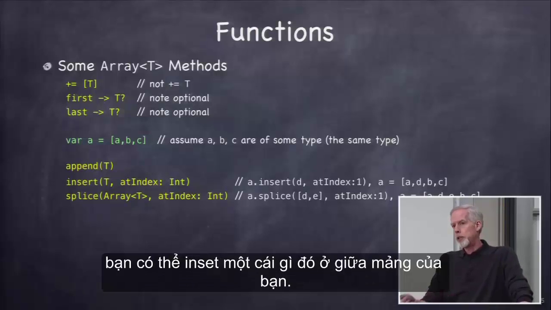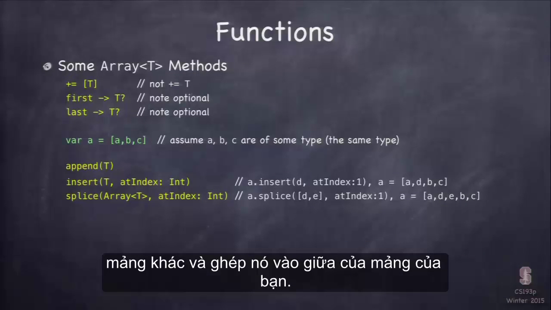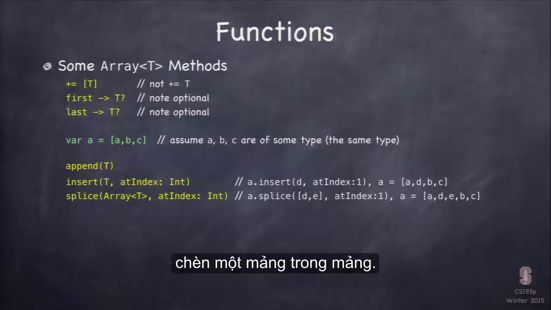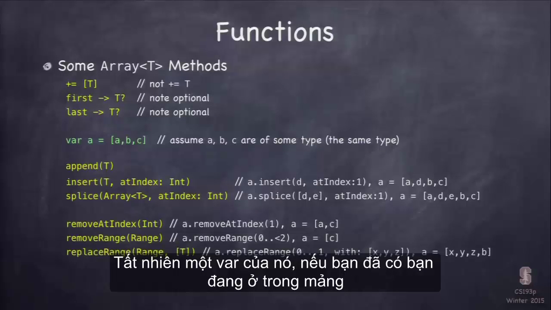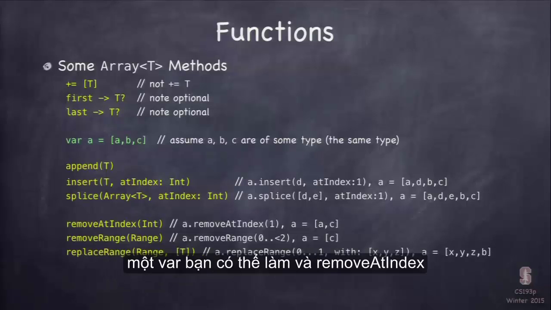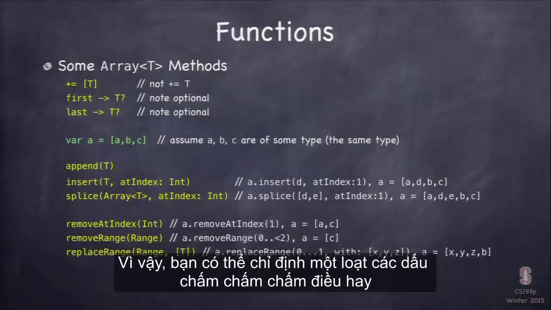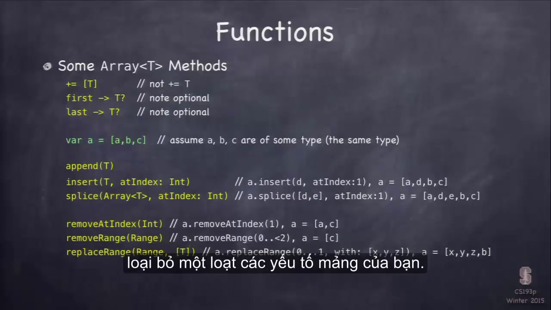There's also insert, so you can insert something in the middle of your array. You just specify what index. There's also splice. Okay, splice will take another array and splice it into the middle of your array. Okay, so that can sometimes be valuable. It's otherwise just like insert. It's just like inserting another array inside the array. Okay. There's also removeAtIndex, of course, if it's a var. If you've got your array in a var, you can do removeAtIndex. There's also removeRange. Okay, so you can specify a range with the ... thing or the ..< thing and remove a range of your array elements.